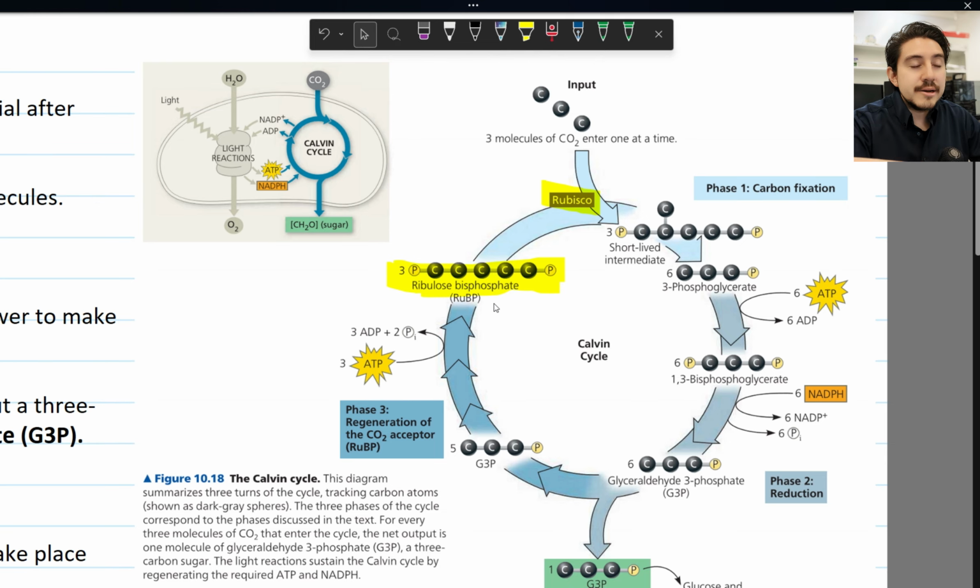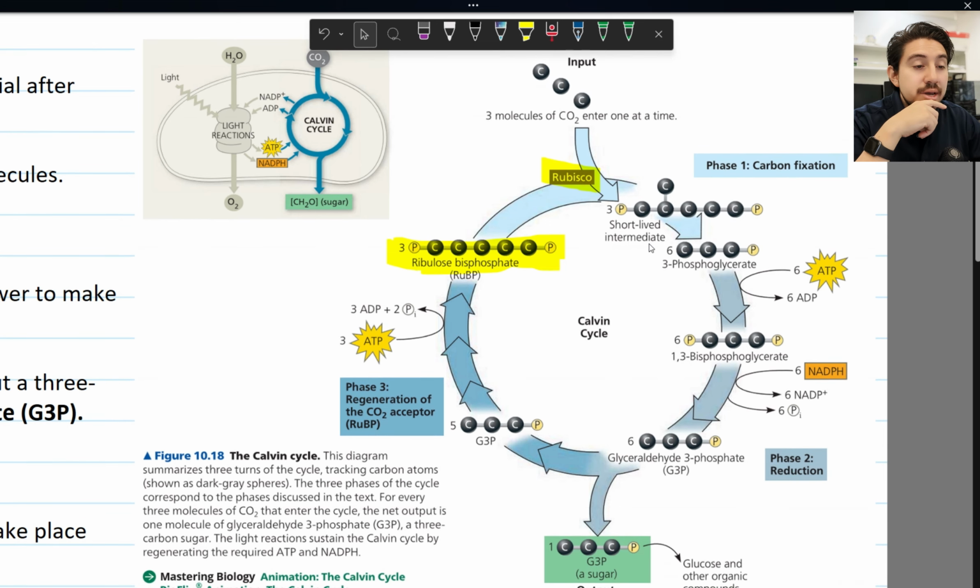In this diagram, we have 3 carbon dioxide molecules coming in at once. But remember, this happens one at a time. For simplicity's sake, the diagram says 3. So 3 carbon dioxides come in with 3 molecules of RuBP, 1 RuBP for 1 carbon. As they join together, they create a very short-lived intermediate. As you see here, you have 3 of these 6-carbon molecules.